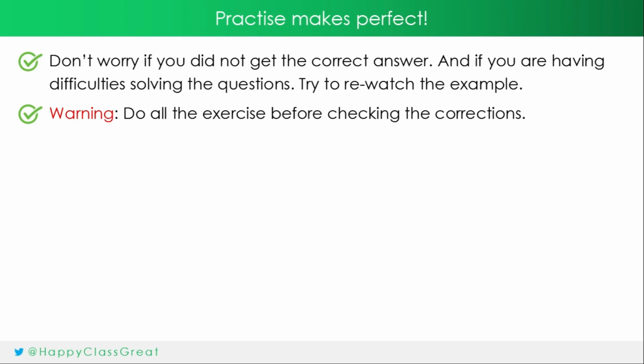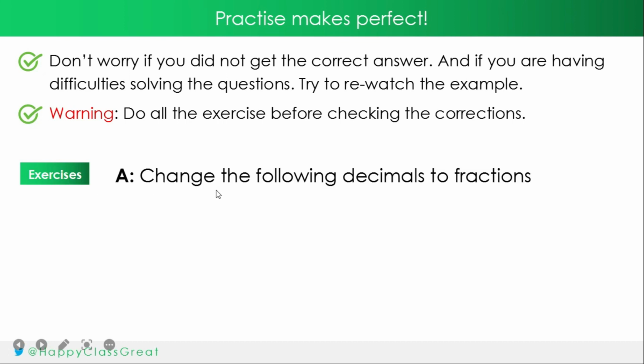You remember, practice makes perfect, and try to make it perfect. So the first exercise says that we are going to change the following decimals to fractions. The first one is 0.2, then change 0.8, and also change 0.5.